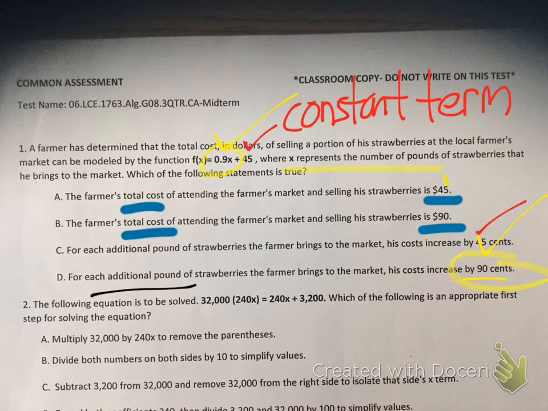And then choices A and B aren't correct because it's talking about the total cost, and your total cost is not going to be just 45. 45 was your constant term. There's no way that that would be your total cost. You're paying 0.9x for every pound of strawberries. It's also not going to be the total cost of $90 because that's just a decoy answer altogether. So your answer choice is going to be choice D, and there you go.